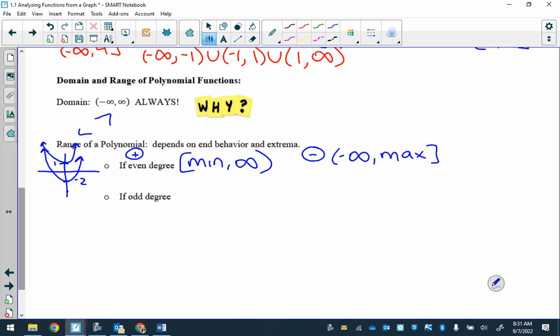Now with odd degrees, what would the range be? Think of a line, think of cubics. Yep. No matter what the leading coefficient is, either negative or positive, you're always going to have -infinity to infinity for odd degrees. So that's x cubed, x to the 5th, this was x squared, x to the 4th.